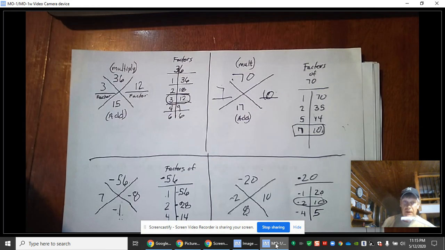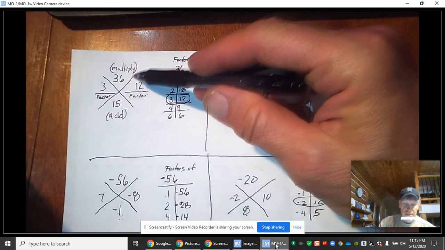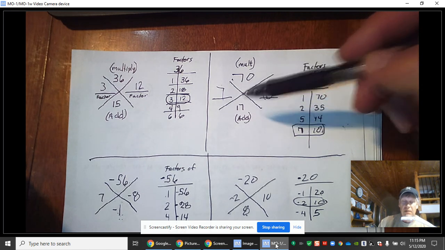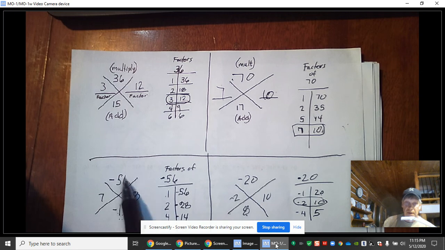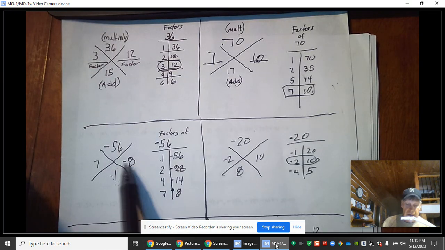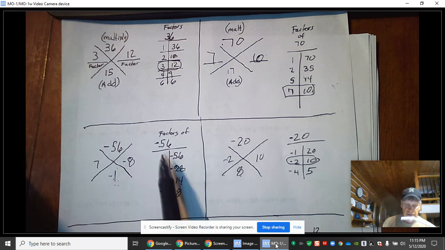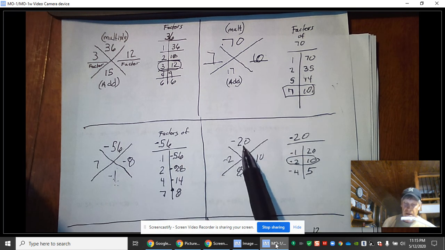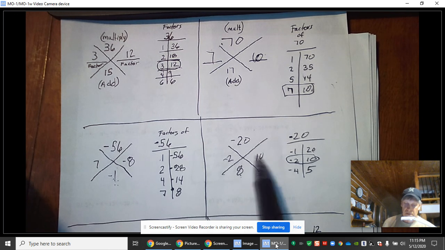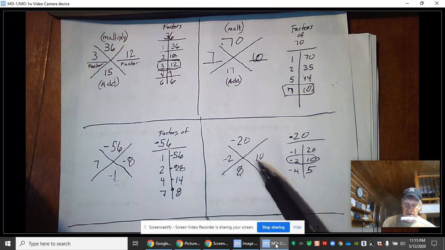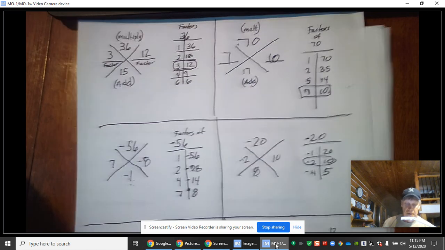If you look here, if this top number is positive, then it's fairly easy and you just add them up. If this top number is negative, now I have to subtract. Do you see how I got negative 20? I have to subtract to get the 8, which is 10 minus 2, and my larger number has to be positive. All right.